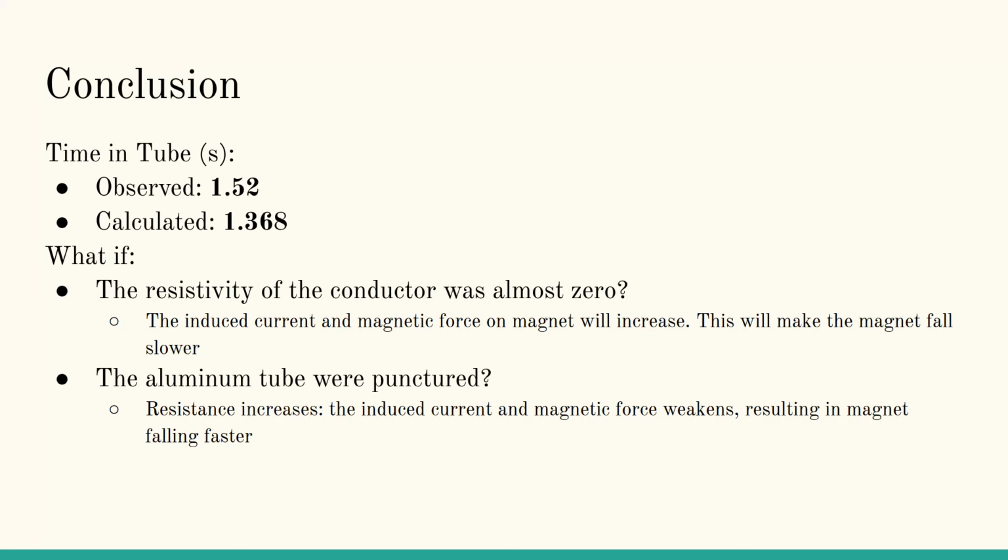What if the resistivity of the conductors were reduced as close as possible to 0? The induced current and magnetic force acting on our bar magnet will increase. As a result, the magnet falls slower.